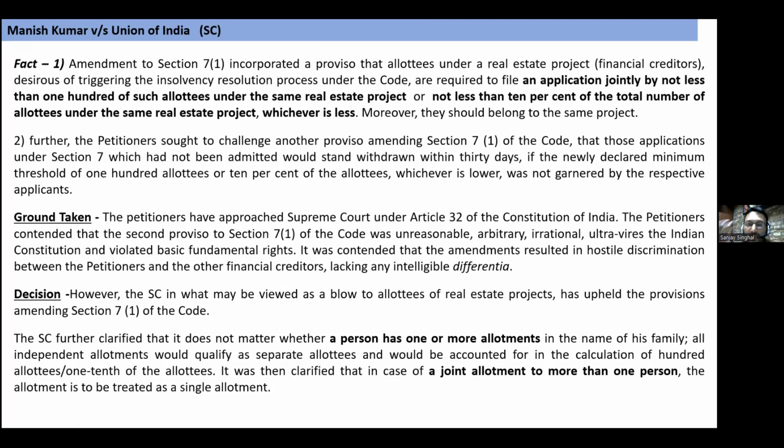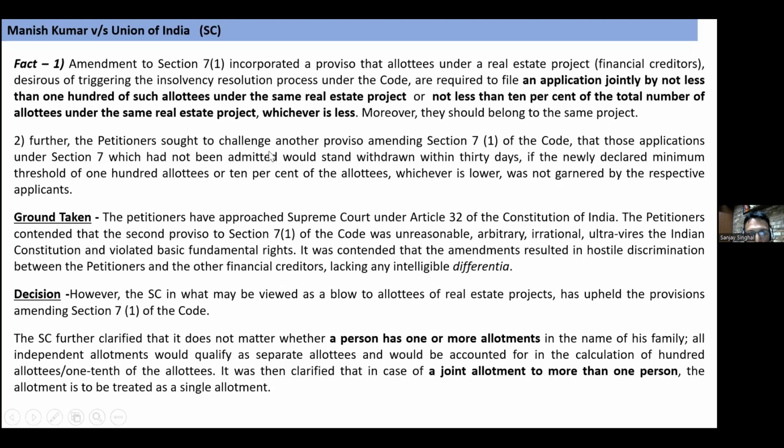Further, they made another proviso that if any application was already filed before this amendment, those applications which are under process in NCLT have to be withdrawn, and they have given a time of 30 days to get the approval of those 100 allottees in that application. Like Mr. X has filed an application under Section 7 in NCLT before this amendment. Now the amendment came into the picture, so Mr. X has to arrange 99 more allottees of the same project so that the application can be heard by the NCLT.